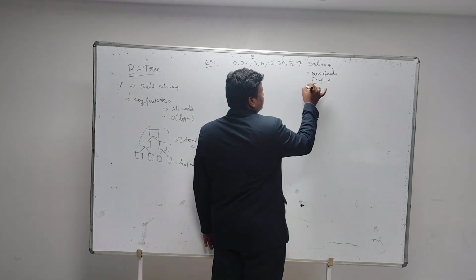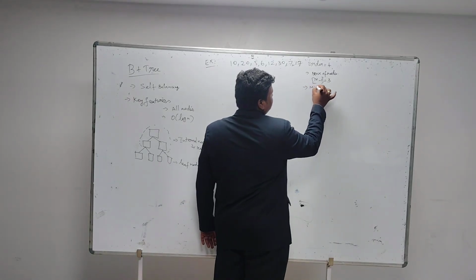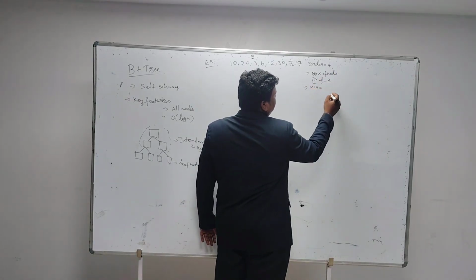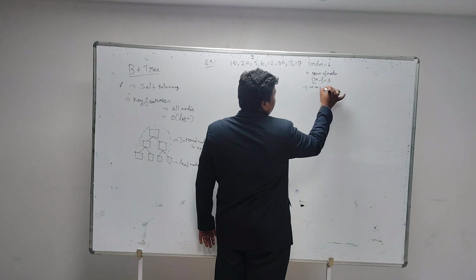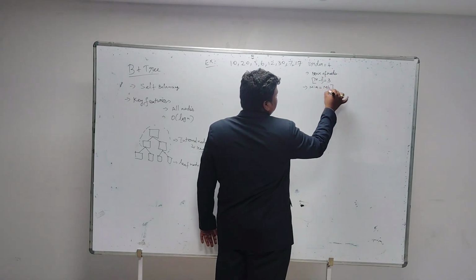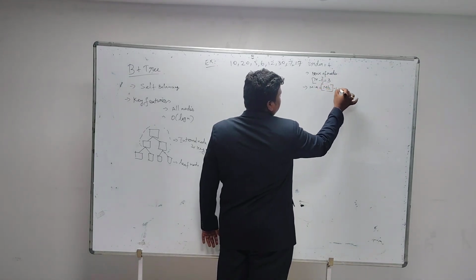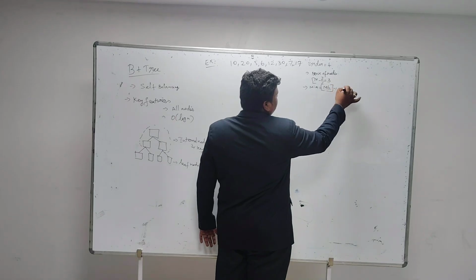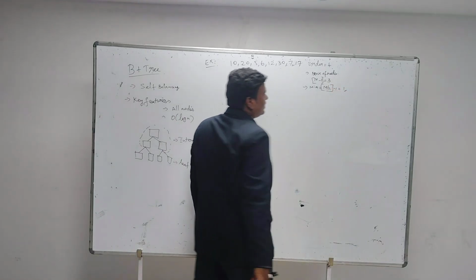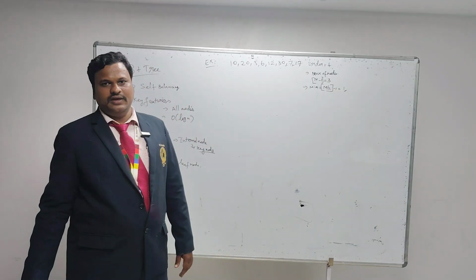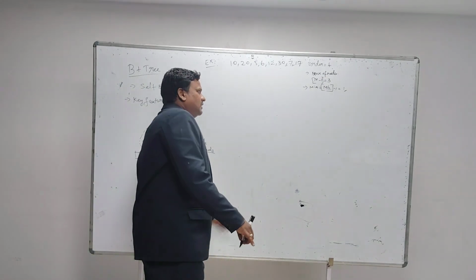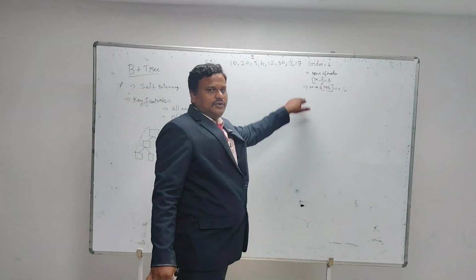Then next, what is the minimum? The minimum is m by 2, minus 1. 4 divided by 2 is 2, 2 minus 1 is 1. So a minimum of 1 key we can keep. This is the process for inserting your keys, okay?